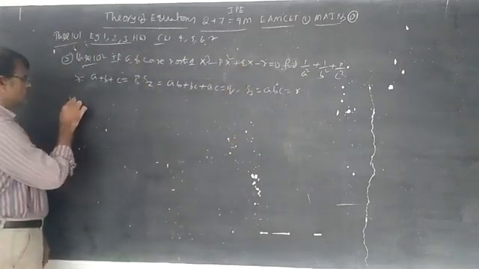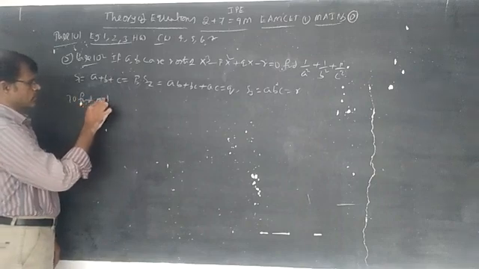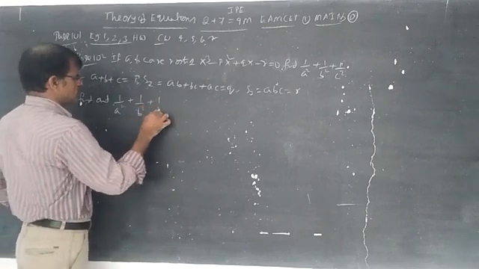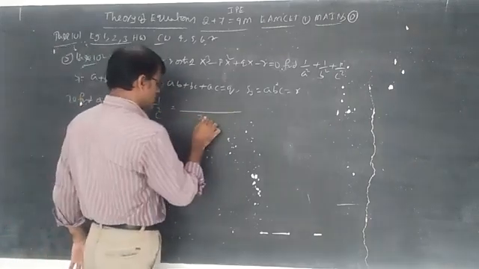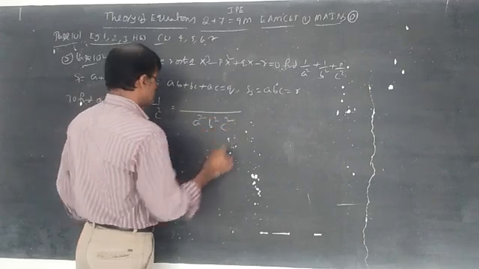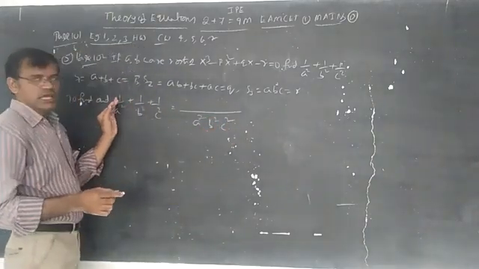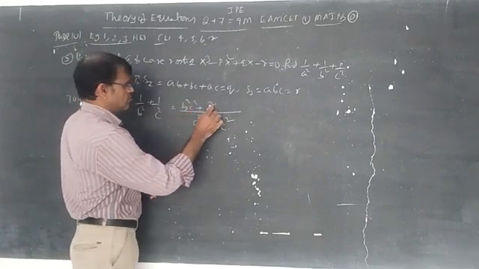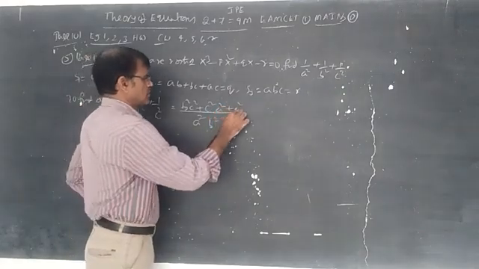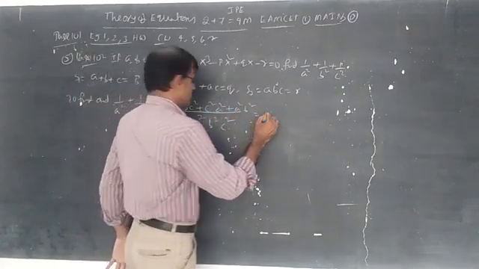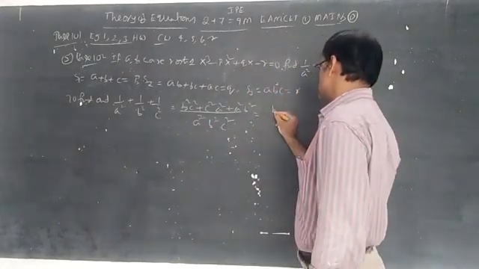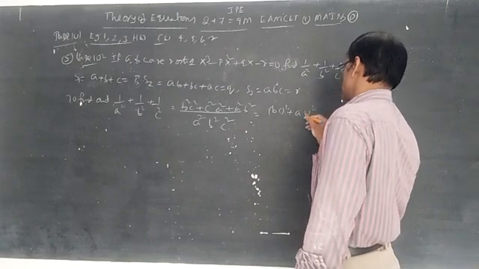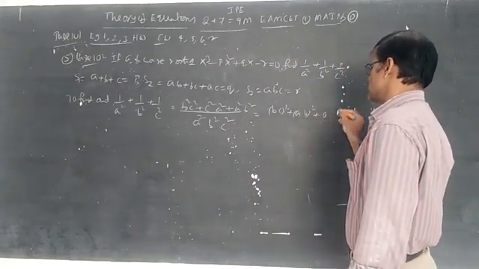Now to find out 1 by A square plus 1 by B square plus 1 by C square, we can take LCM as A square B square C square. Here other than A square you should write B square C square, here C square A square, here A square B square. Now you can understand students, here BC whole square plus AB whole square plus AC whole square.